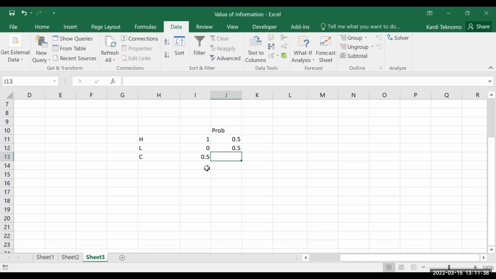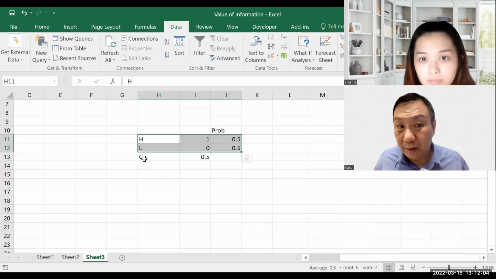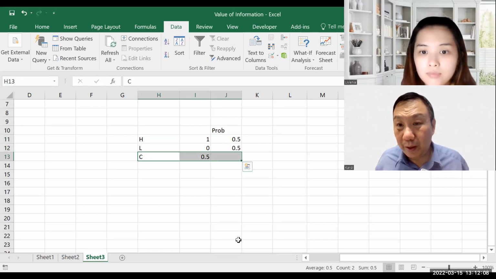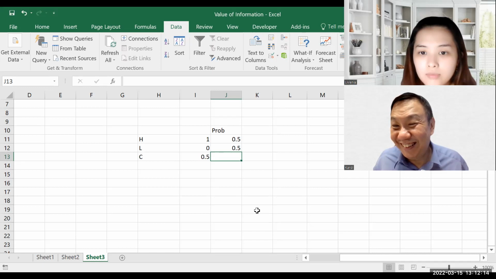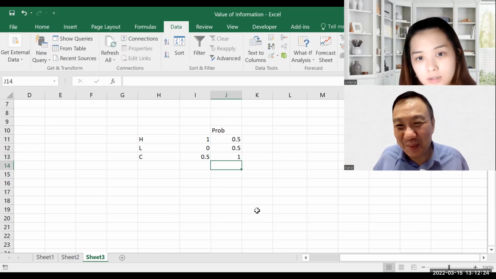What is the probability of C? Why 0? This is for the gamble. This C means certainty. You want to compare between the gamble and certainty. So the probability of certainty is 1. Yes, 1. It is just certainty, so the probability must be 1, right?